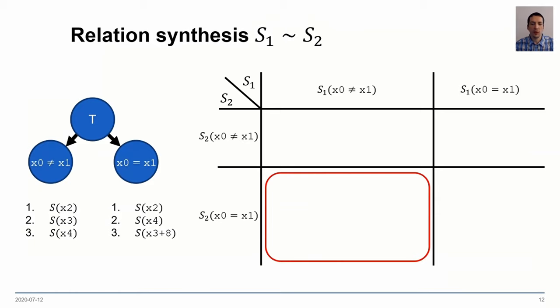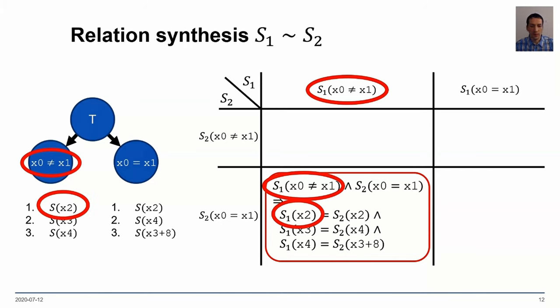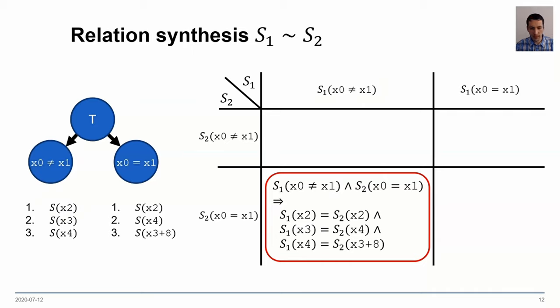The formula we want to fill in there has to say, if the states S1 and S2 are indeed executing the left and the right path respectively, then the observation lists produced from these initial states agree. In this case, we concretely have, if S1 satisfies the path condition of the left path and S2 satisfies the path condition of the right path, then the first observation of the left path, that is X2 evaluated in S1, has to match the first observation of the right path, X2 evaluated in S2. And so on for observations 2 and 3.